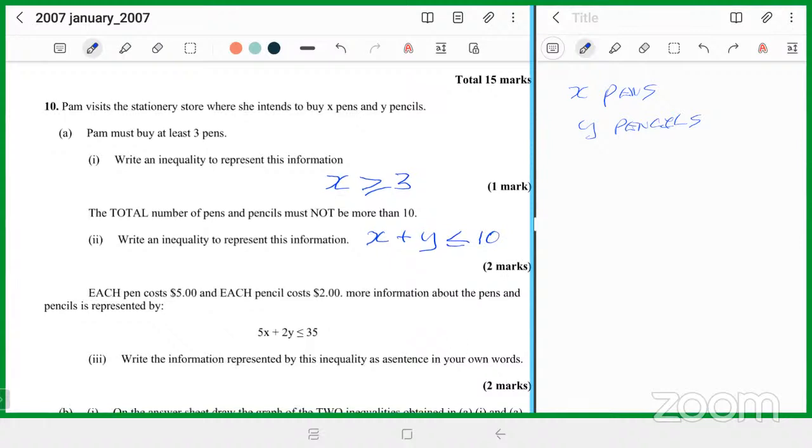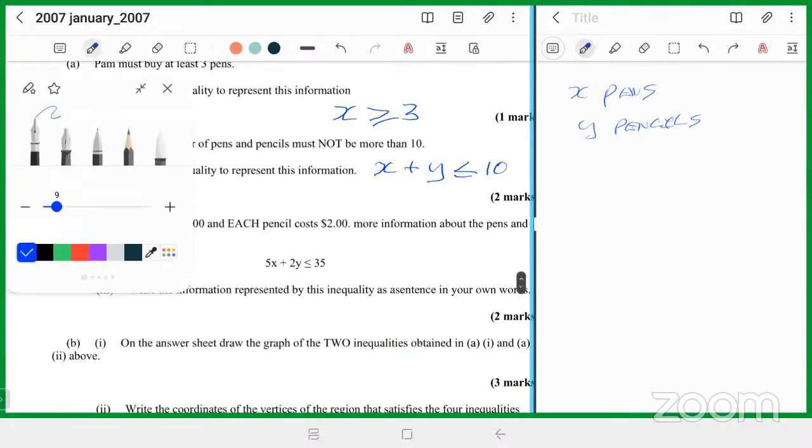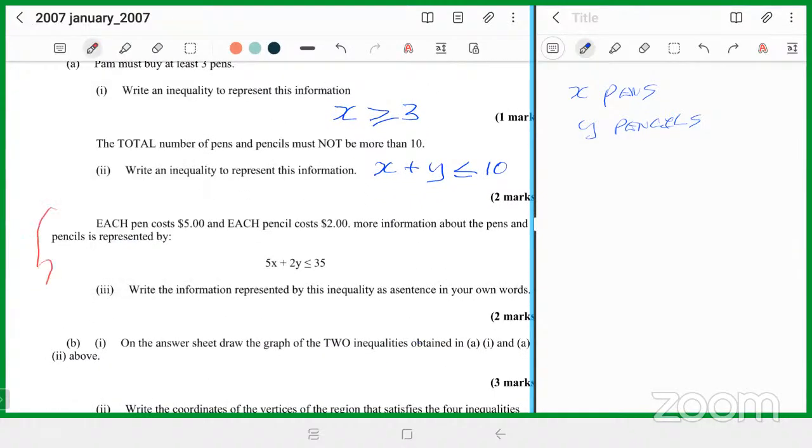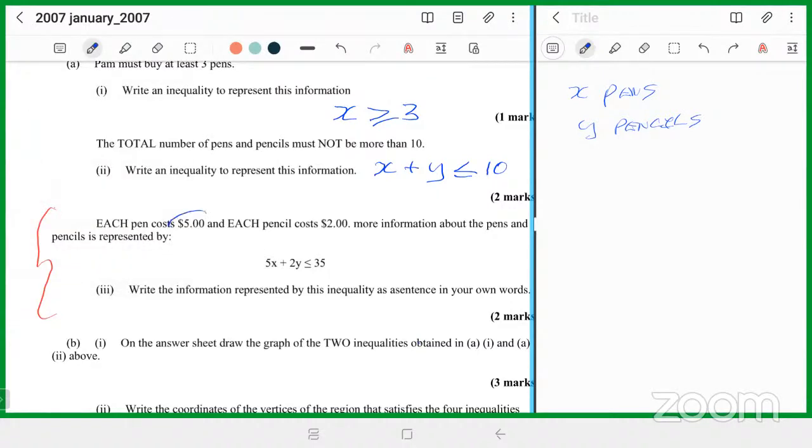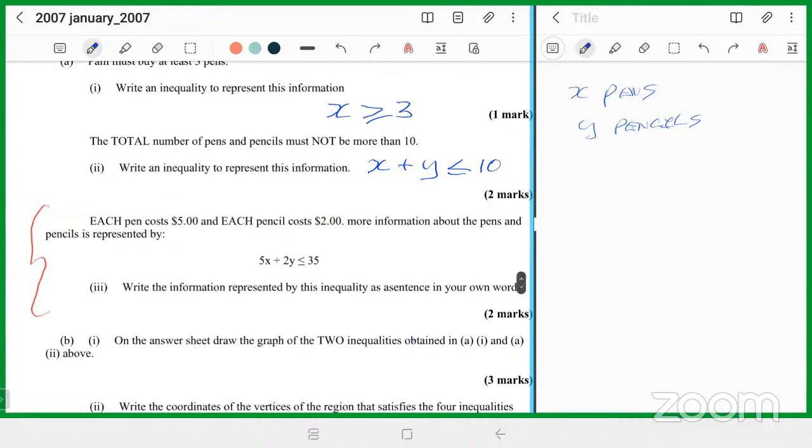So I think those two are pretty normal. The one that I want to point out to you is this one. Pretty often you have to interpret the information that they give you. So let's look at it now. It says, each pen costs $5. Each pencil costs $2. It gives more information about the pens and the pencils represented with this. Sometimes they give you the inequality, and you have to interpret the information from the inequality.